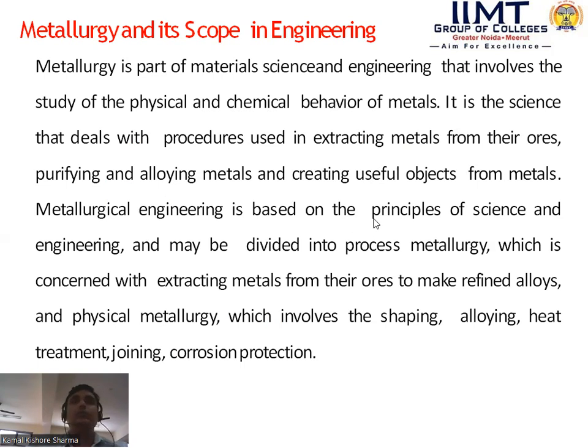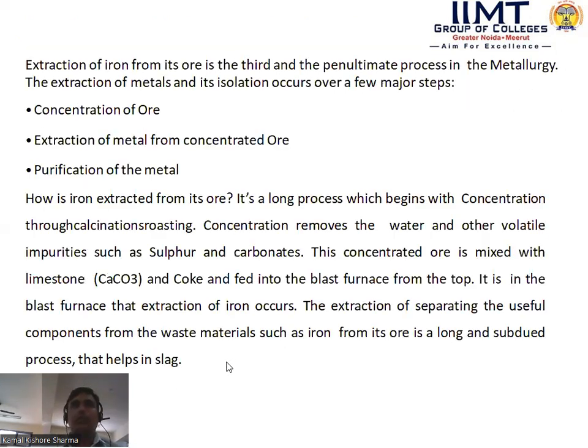Metallurgical engineering is based on the principles of science and engineering and may be divided into process metallurgy, which is concerned with extracting metal from their ores to make refined alloy, and physical metallurgy, which involves the shaping, alloying, heat treatment, joining process, and corrosion protection. Extraction of metal from its ore is the third and ultimate process in metallurgy. The extraction of metal and its isolation occur over a few major steps. First one is concentration of ore. Second one is extraction of metal from concentrated ore. Third one is purification of metal.